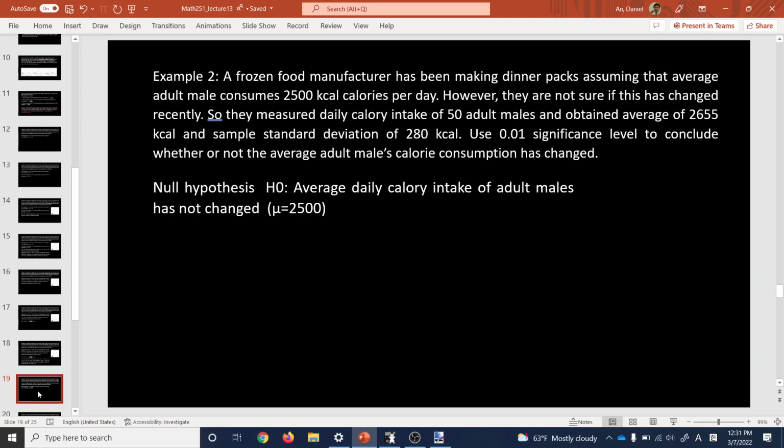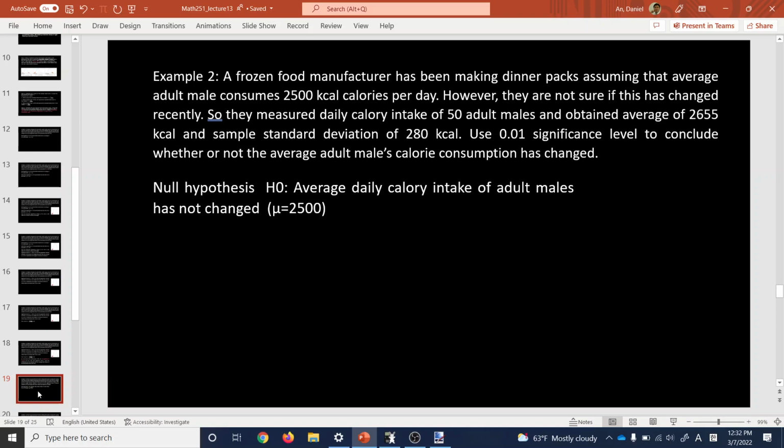A frozen food manufacturer has been making dinner packs, assuming that the average adult male consumes 2,500 kilocalories per day. However, they're not sure if this has changed recently. Actually, it changed a lot. We consume more like 3,500 calories per day, or even more. But let's say this was done in the 80s or something, when people were eating just right. So they measured the daily calorie intake of 50 adult males and obtained an average of 2,655 calories and a sample standard deviation of 280 calories. Use a 0.01 significance level to conclude whether or not the average adult male's calorie consumption has changed.